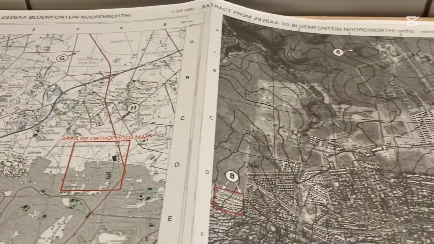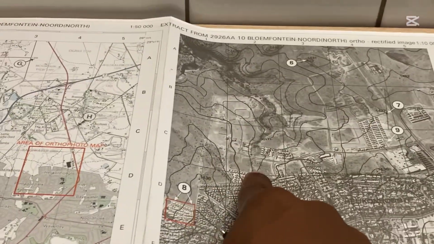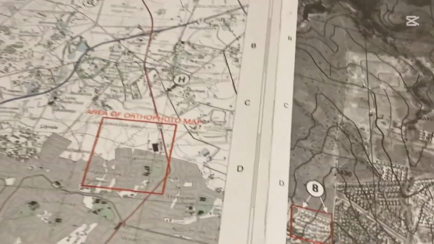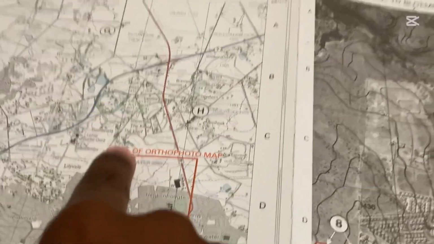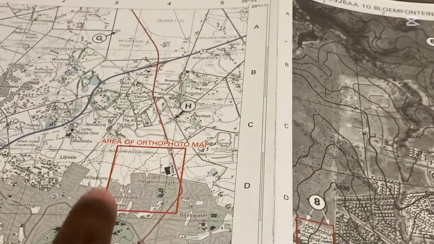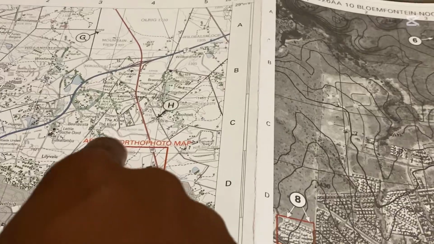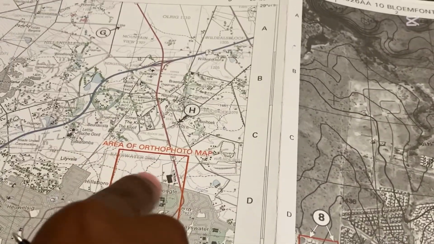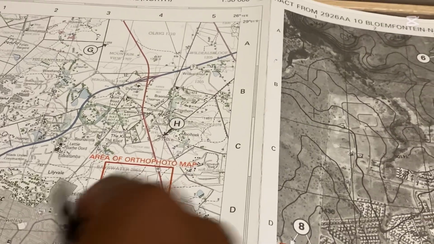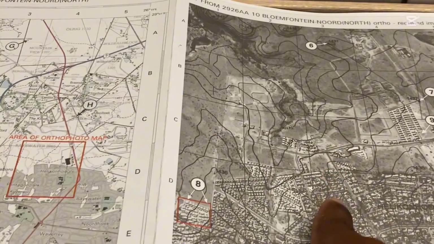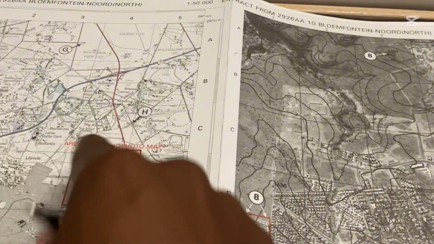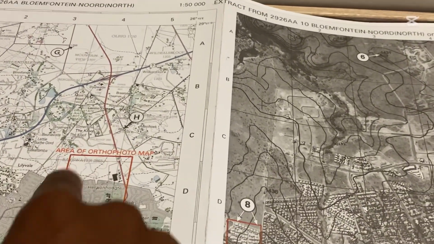Now the question is saying calculate the area covered by the orthophoto map on the topographical map. If you look closely at my topographical map, it says here area of orthophoto map. So this area which is demarcated in red is our orthophoto map. The small portion of the topographical map was enlarged to create the orthophoto map. So when we are finding the area of the orthophoto map, we simply find the area of this red rectangle.